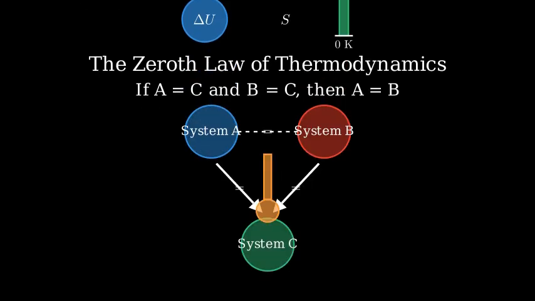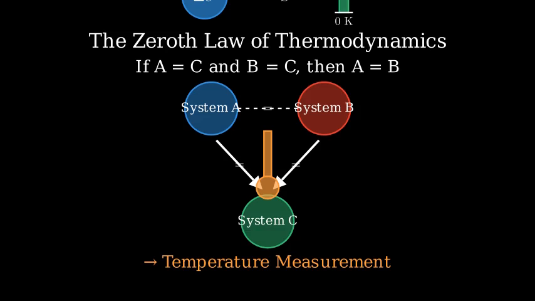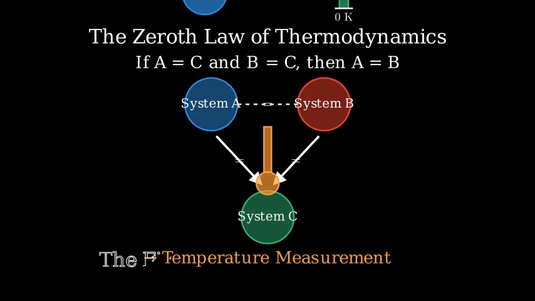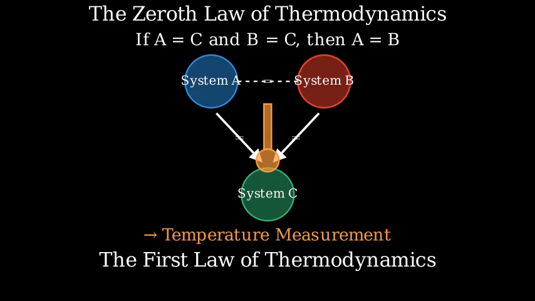If object A is at the same temperature as object C, and object B is also at the same temperature as object C, then objects A and B must be at the same temperature. This law provides the foundation for temperature measurement and allows us to use thermometers. Now, let's discuss the first law of thermodynamics.